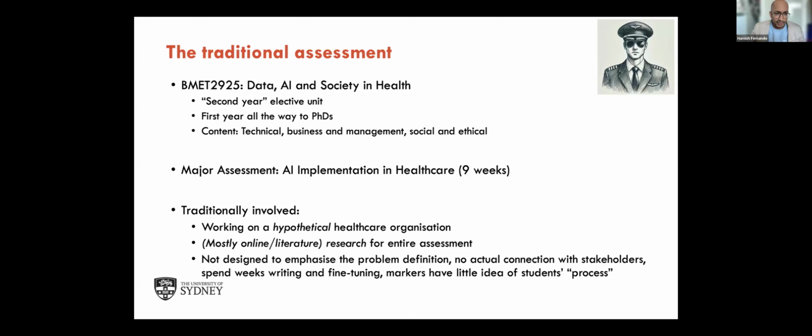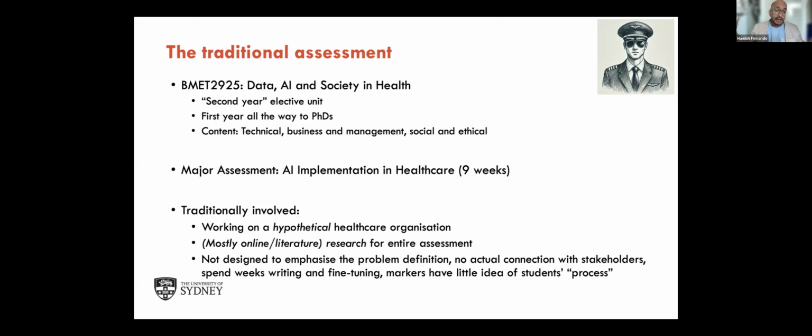Traditional assessments. Now, the design of this wasn't really designed to emphasize the problem. The students had to come up with a problem, true, but it was mostly online research. So they're not actually connecting with stakeholders here. So do they feel that this is really important? Do they feel that they need to connect with the stakeholders and understand all the different problems that they're facing in order to come up with their solutions?